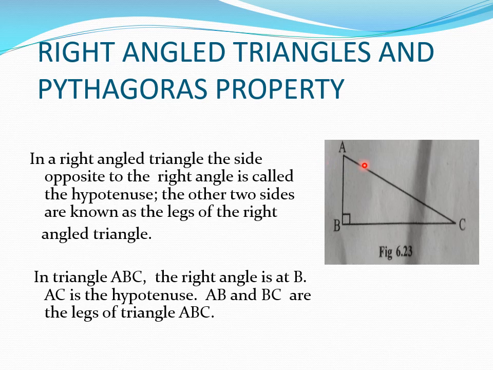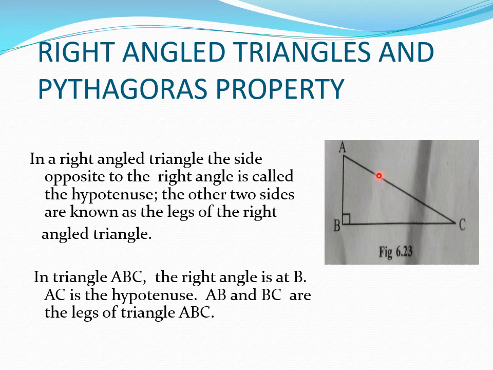Children, here see, this is a right angle triangle. How can you say it is a right angle triangle? Here the symbol is given. It means 90 degree. If one angle is 90 degree, then that triangle is called a right angled triangle. The three sides are line segment AB, BC and AC. The side opposite to 90 degree is AC, so side AC is called the hypotenuse.